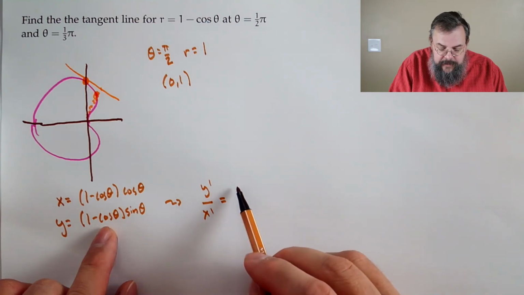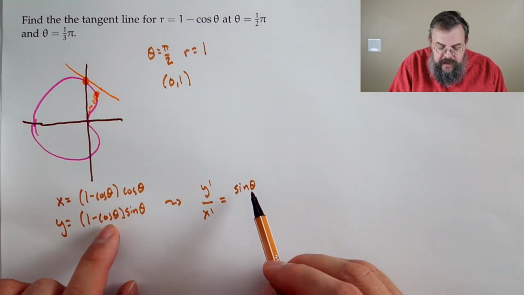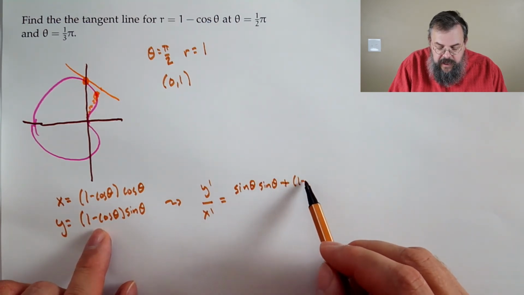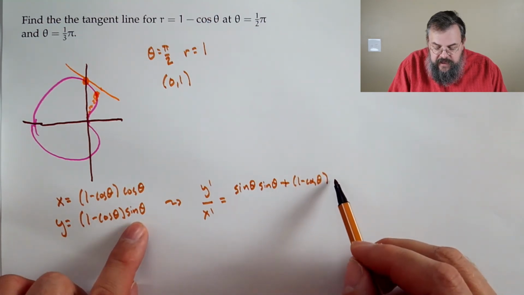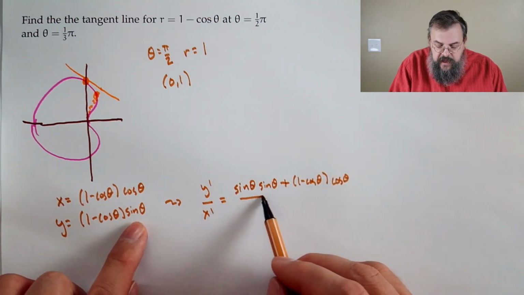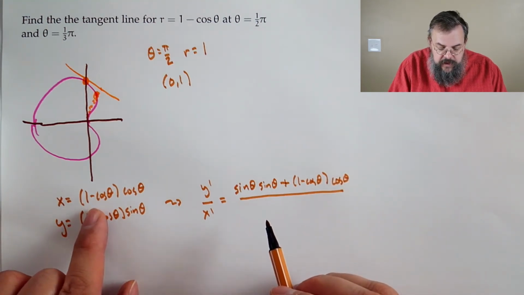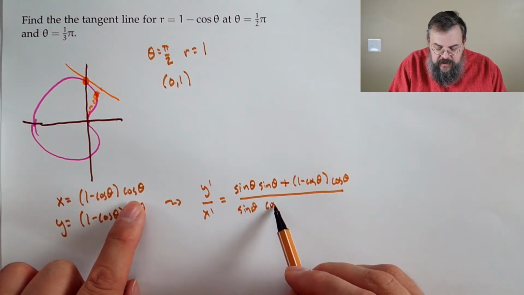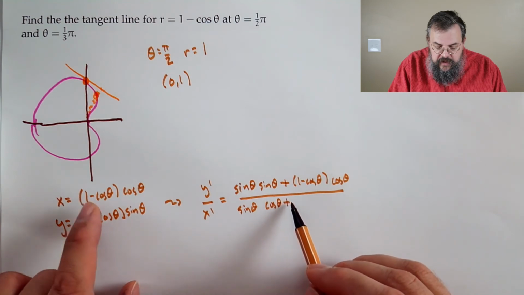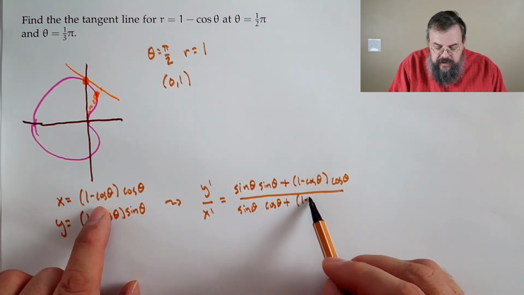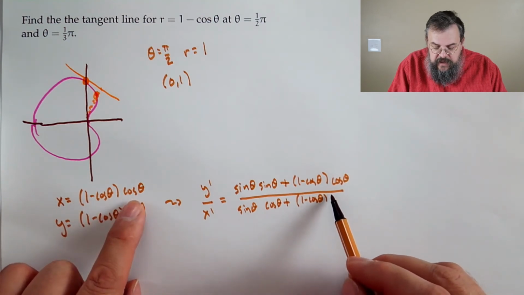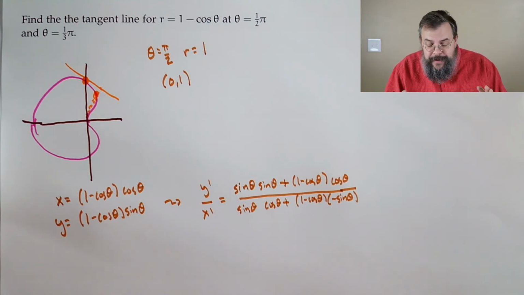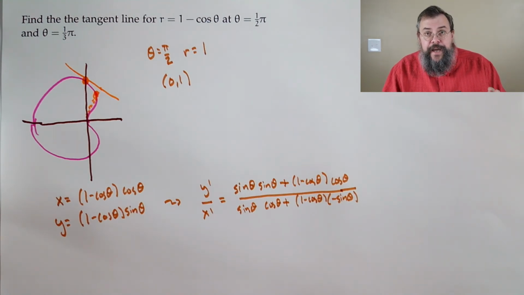Derivative of 1 minus cosine theta is sine theta times the second, sine theta, plus the first, 1 minus cosine theta times the derivative of the second, which is cosine theta, all over, okay, here, derivative of the first, sine theta times the second, cosine theta, plus the first, which is 1 minus cosine theta times the derivative of the second, which is negative sine theta. Okay, so there we go. That's our y prime over x prime.